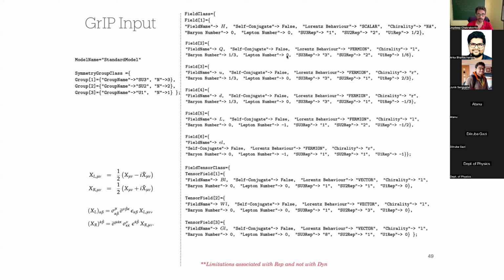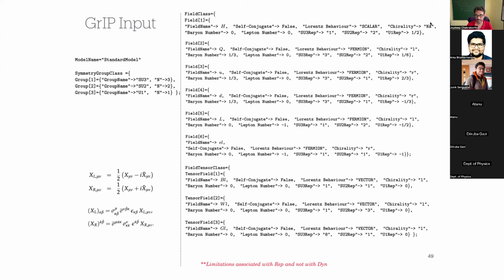And this is the input file that is already there. You can just edit that. Let me tell you how you can do that. For example, when you define the Higgs scalar, the field classes are defined. For the Higgs, you can give a name. You should not give a name in LaTeX format. You just give a name in a simplified text format. And if it's not self-conjugate, if it's not a real field, then you set it to false. And then you define scalar or Fermion, which will pick out its Lorentz behavior.